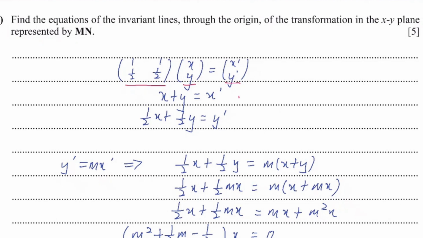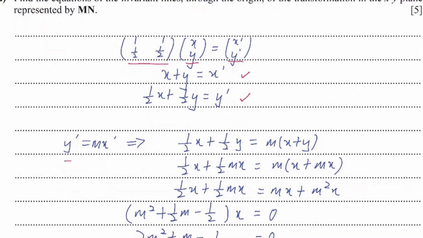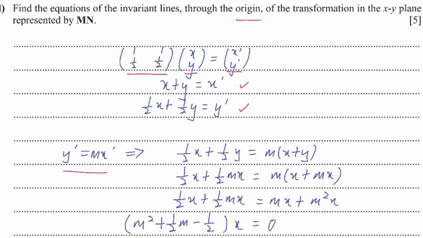So we carry out the multiplication, and we get two equations there, which involve x prime and also y prime. So we need to relate them. We are trying to find the equation of the invariant line. So we are using y prime equals m x prime. Here we don't need to consider the intercept, the c.